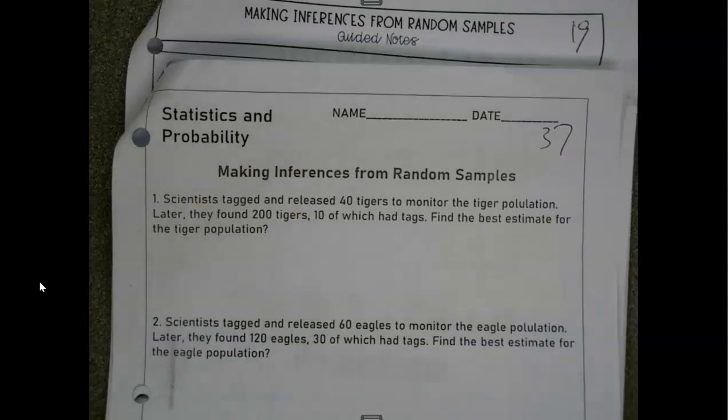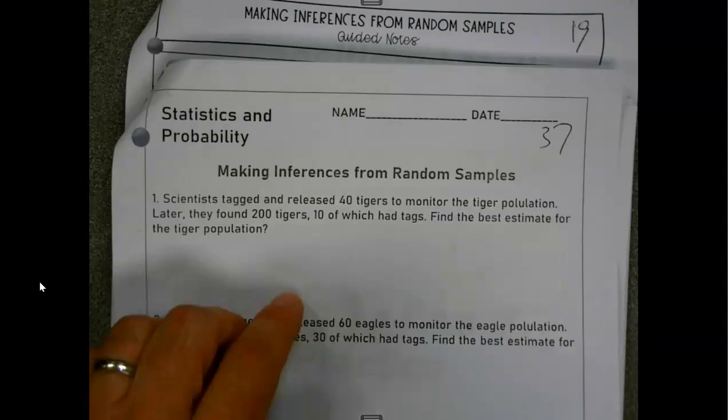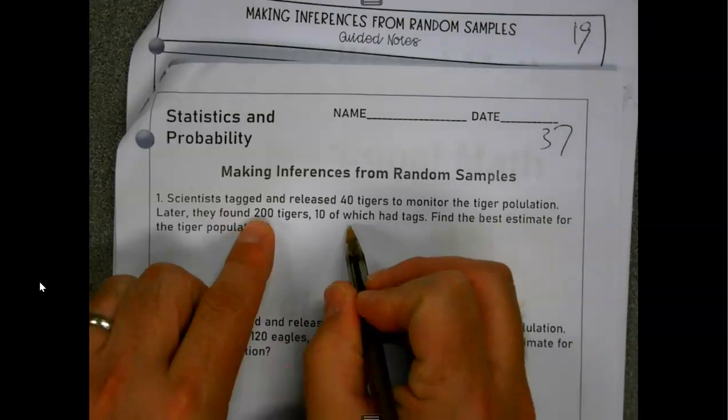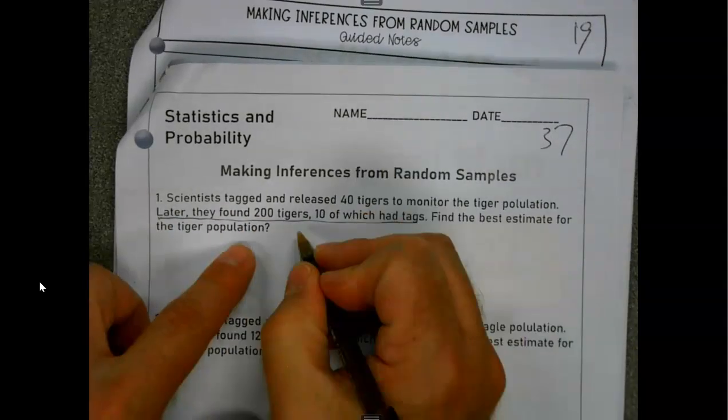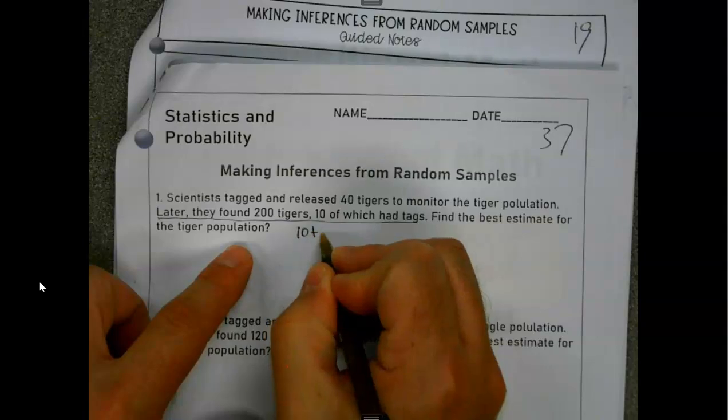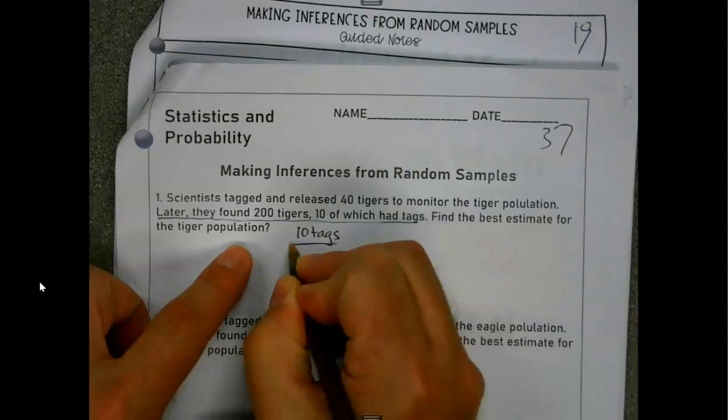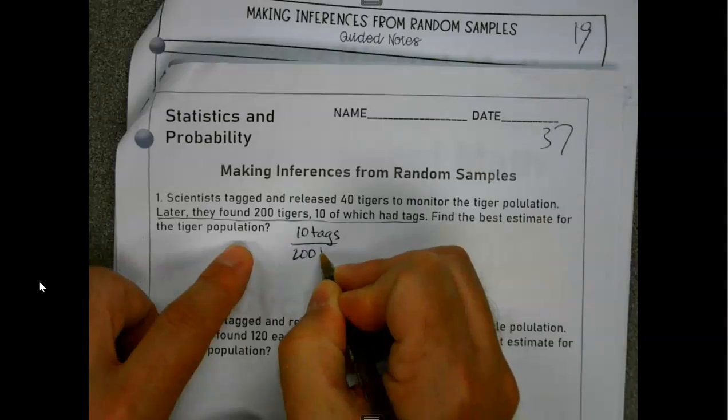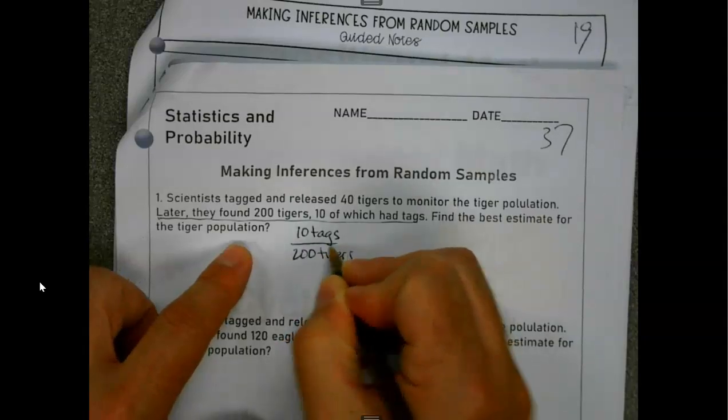So Hardy is going to jump in on one of these, just the first one, just to make sure we're good. Scientists tagged and released 40 tigers to monitor the tiger population. Later they found 200, 10 of which had tags. Find the best estimate for the tiger population. Okay, so let's start here actually. So we had 10 tigers with tags out of 200 total tigers.